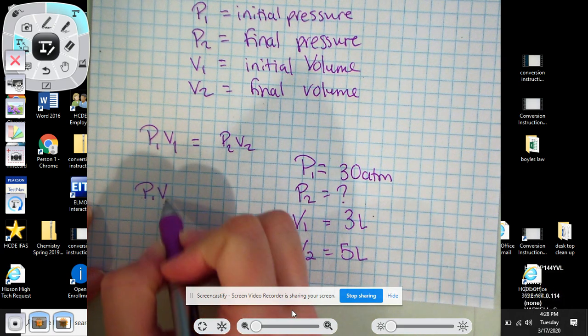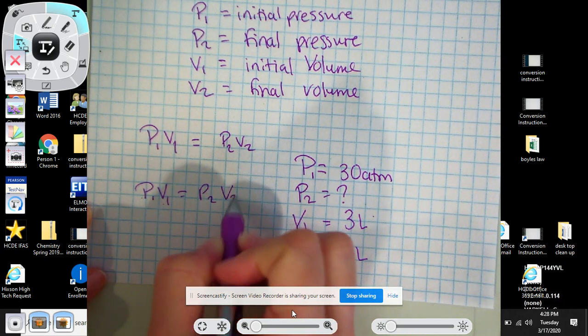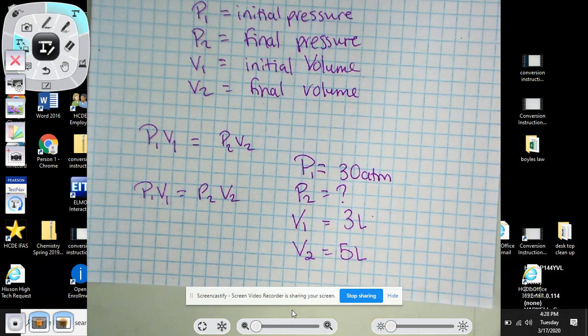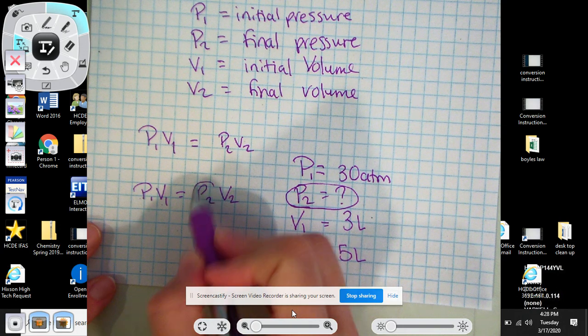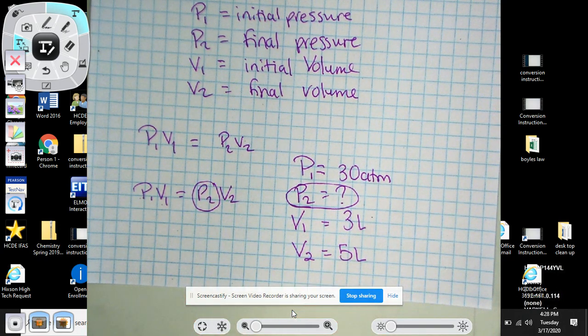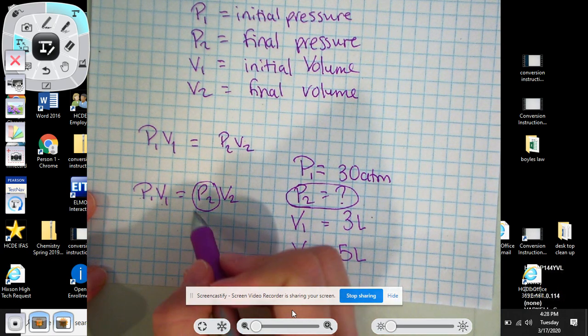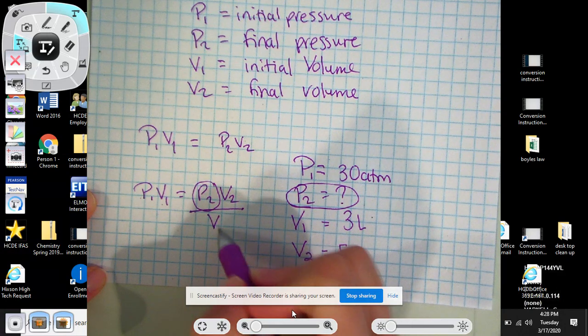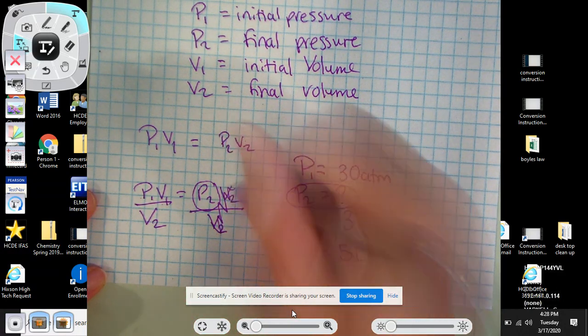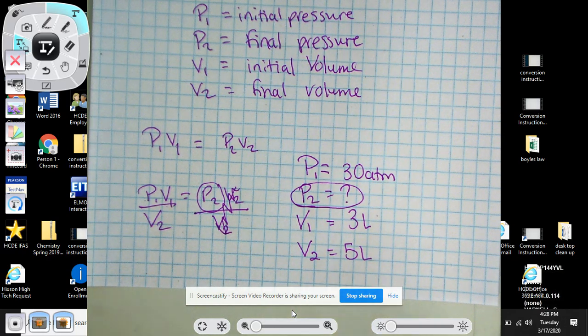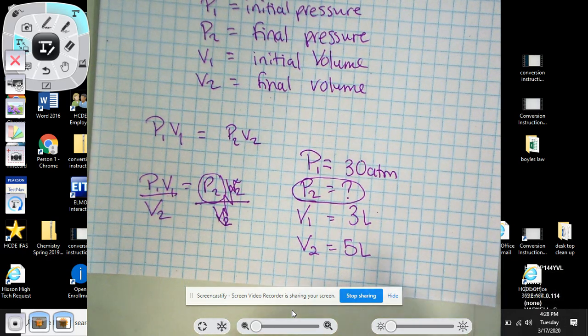So we have P1 V1 equals P2 V2. I recommend circling the thing you're looking for. I'm currently looking for P2, so I'm going to circle P2 here. And then I need to get P2 on the side by itself. Well, these are multiplied, so I'm going to do the opposite. If these are multiplied, the opposite of that is to divide, and I'm going to divide V2 on both sides. When I do that, that V2 goes away, and we're left with P2 equals P1 times V1 divided by V2.